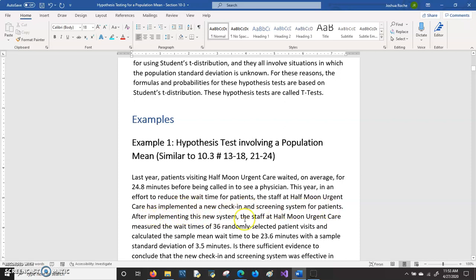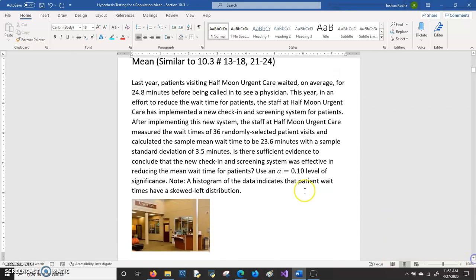After implementing this new system, the staff at Half Moon Urgent Care measured the wait times of 36 randomly selected patient visits and calculated the sample mean wait time to be 23.6 minutes with a sample standard deviation of 3.5 minutes. Is there sufficient evidence to conclude that the new check-in and screening system was effective in reducing the mean wait time for patients? Use an alpha of 0.10 level of significance. Note also that a histogram of the data indicates that patient wait times have a skewed left distribution.